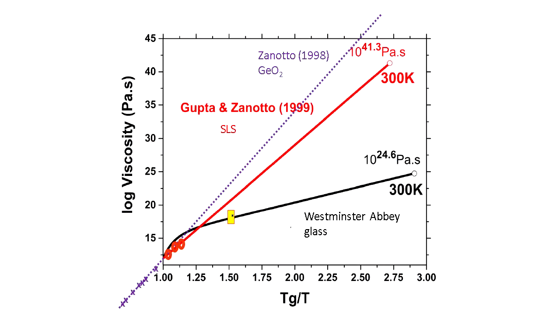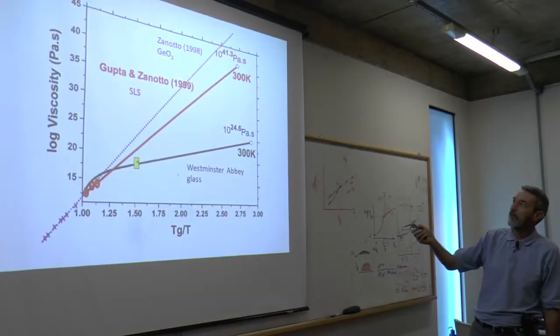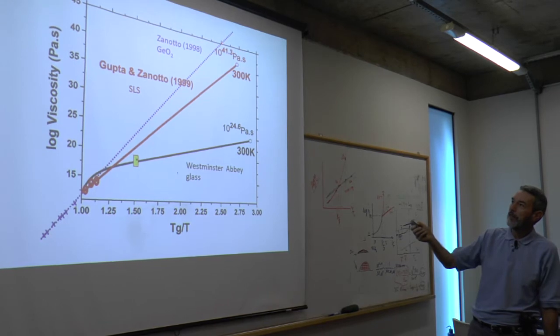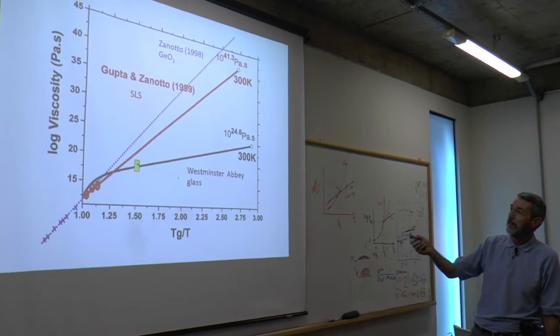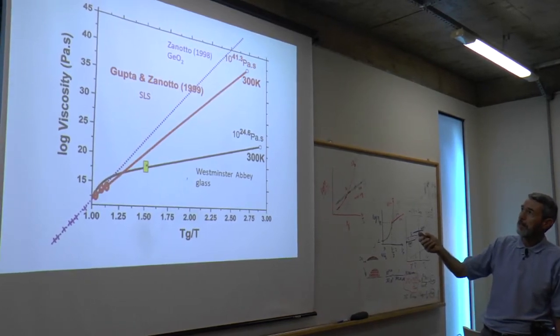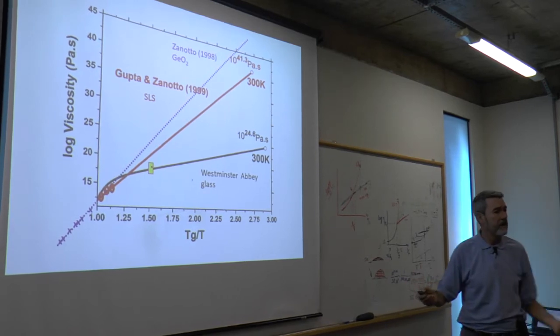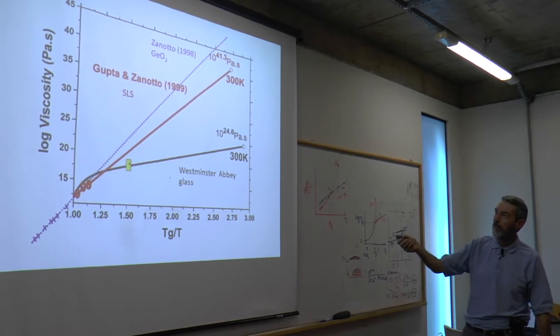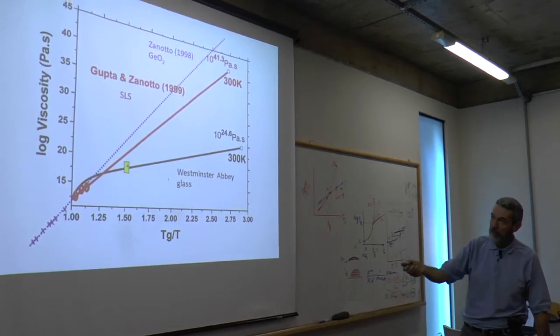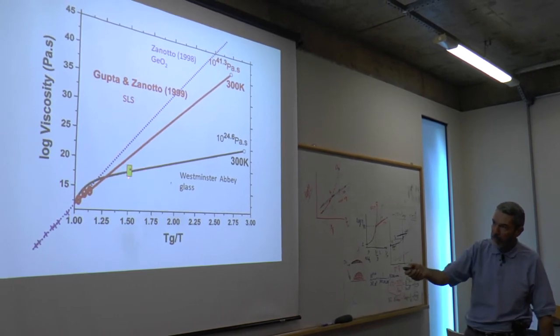Log viscosity in Pascal second versus Tg over T, to put all of them in the same plot. The first estimate for Germania glass was 10 to the 40 or so at room temperature. Then our soda lime silica glass was 10 to the 30 or so, the viscosity. And the Westminster Abbey glass, 10 to the 24 Pascal second. Smaller than ours. They had experimental data here.